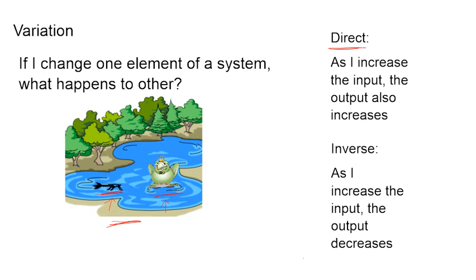Inverse variation, on the other hand, is a little bit different. So for inverse variation, what we would be looking at is what happens as I increase the input and the output decreases. So what if I increase the number of frogs? Well, then the number of flies is going to decrease. And so we have to think about that as an inverse variation. So as one of the things goes up, then the other one would go down. So the input increases, the output decreases.